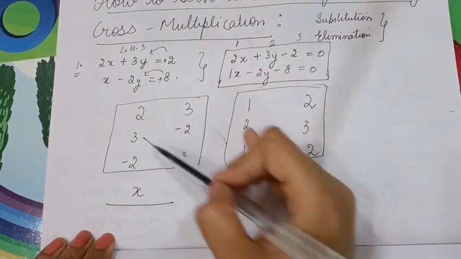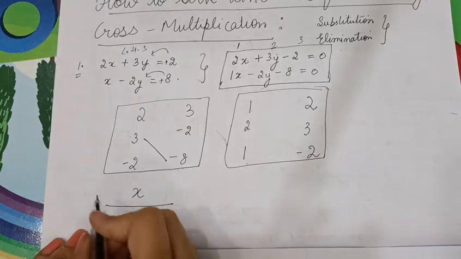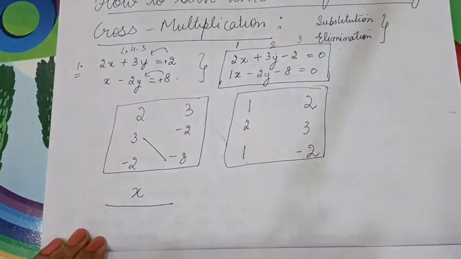Don't do it like this, first and this. From left to right: 3 into minus 8. 3 into minus 8, directly we will multiply.